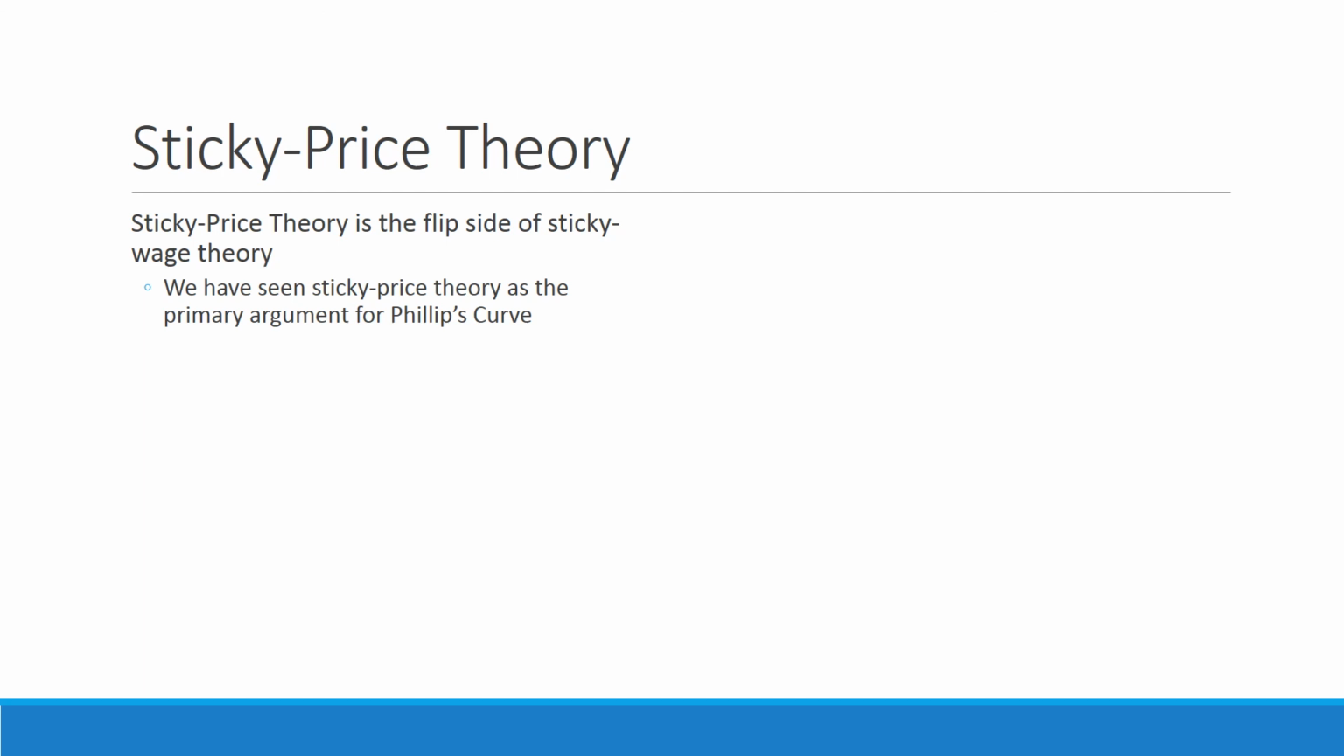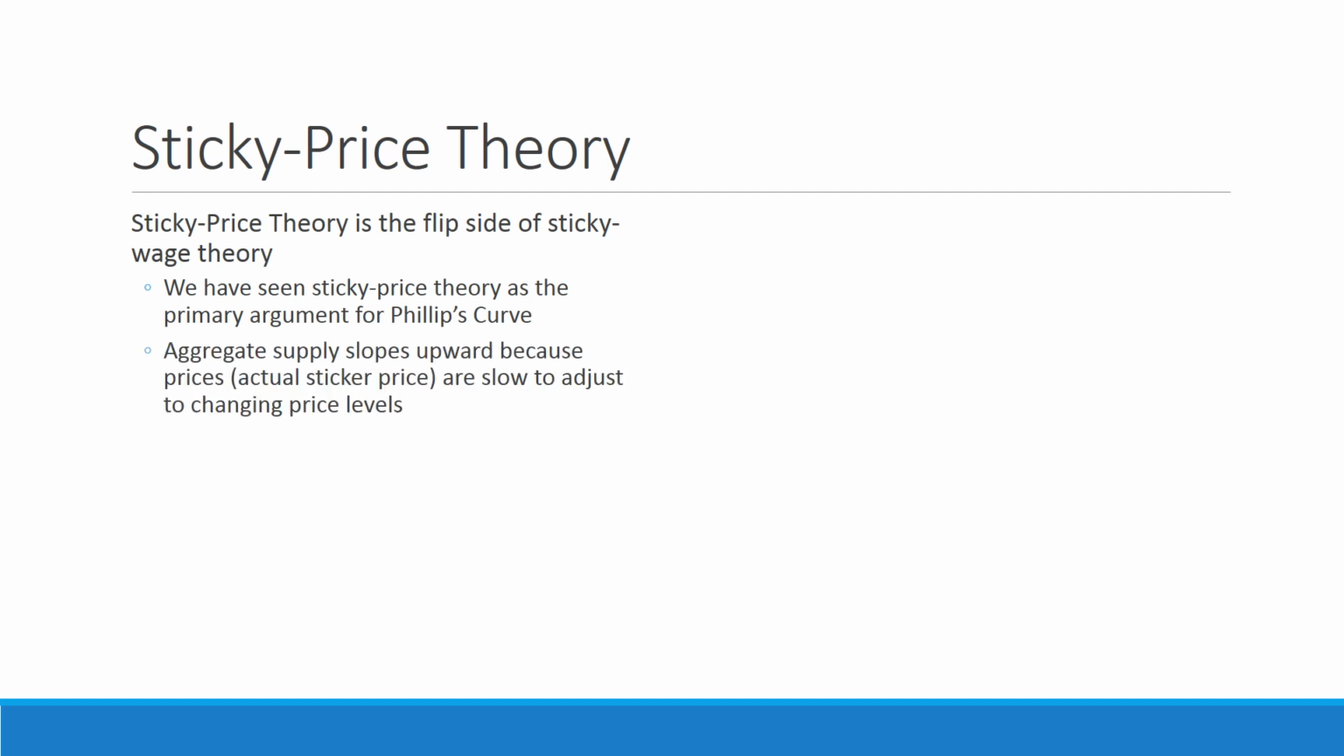Okay, our sticky price theory. Sticky price theory is the flip side of sticky wage theory. We've seen sticky price theory as the primary argument for the Phillips curve. We've talked about it. Aggregate supply slopes upward because prices, the actual sticker price in this instance, are slow to adjust to changing price levels. So price levels increase, but the prices themselves, like when you go to the store to buy something, don't exactly change overnight. The cause of sticky prices is what we call the menu cost.